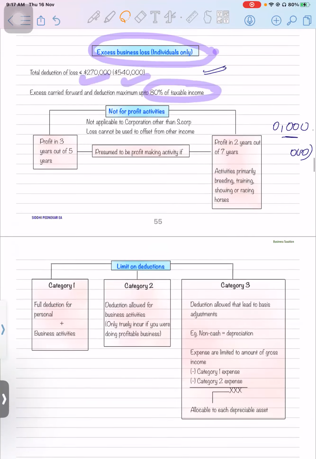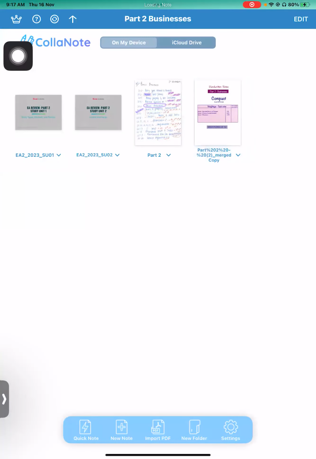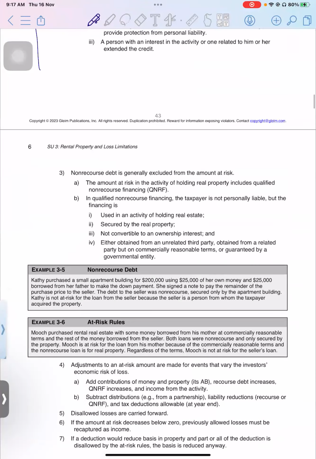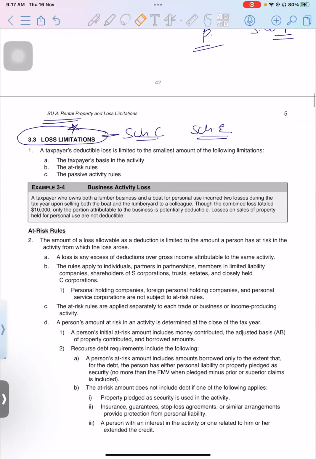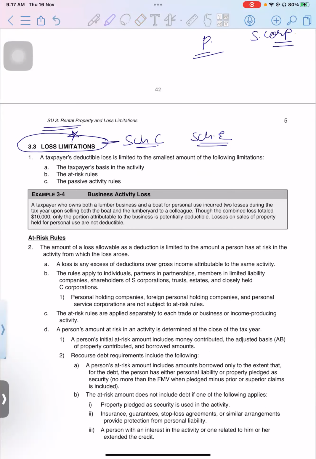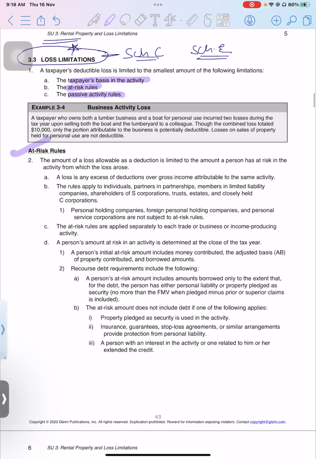Okay. So next one is, let's read it from the book. The 4 steps are clear for everyone. Let's see. Loss limitation. First one is taxpayer basis in the activity. Second one is at-risk rule. And third one is passive activity rule. So first of all, they've explained to us about the at-risk rule.